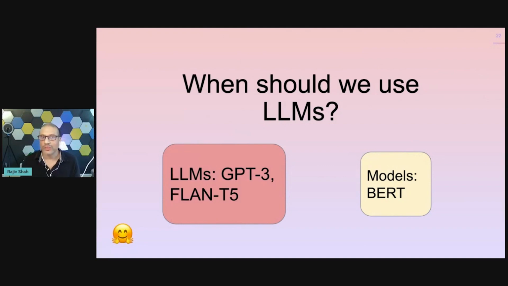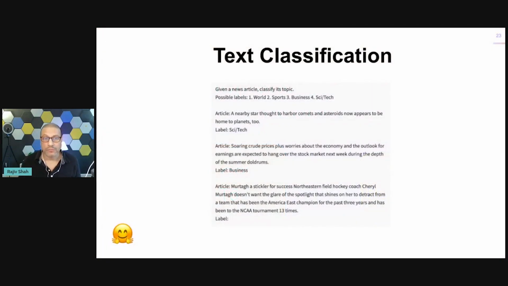So let's ask this question: when should you use a large language model? The GPT-3 or FLAN T5 versus maybe using a BERT-based model. Now, if we look at large language models, I can do something that I used to do with a BERT-based model, like text classification like this. I can give it a few examples with few-shot learning. So I've given it here, in this case, 2 different examples, and asked it, hey, will you label the third example? So it's very easy to do this.